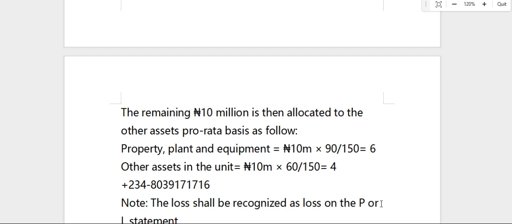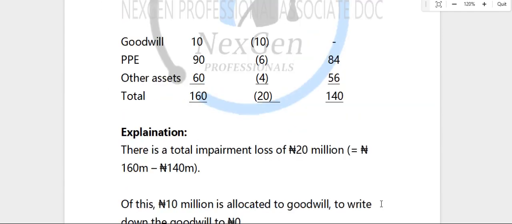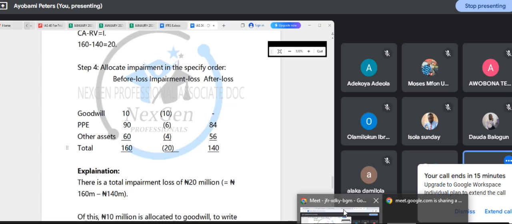So that is how it is. So the loss shall be recognized as a loss, as it were. And so therefore, what you do with this kind of asset is you go and reduce it. Look at it here. We have PPE, other assets. PPE is 6, other assets is 4. And then when you take it off, you have 20 total. And then when you take 20 from 160, you have the new value of the asset to be 140 million naira.